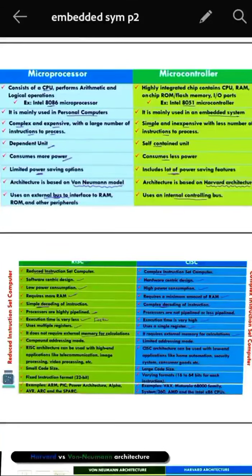RISC means reduced instruction set computer, whereas CISC means complex instruction set computer. Reduced instruction means there is a smaller number of instructions in RISC. In CISC, the number of instructions is more. We have to study one by one. RISC is a software-centric design, and CISC is hardware-centric.